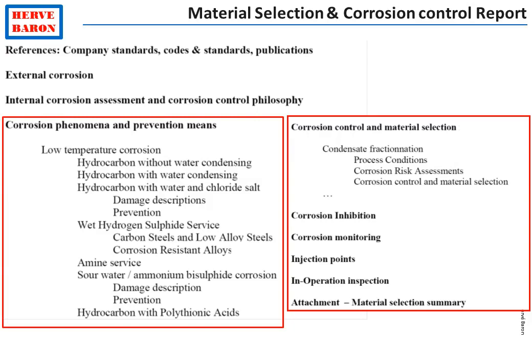And then the second part of the document looks at each and every process unit, and what are the process conditions and what is the selected material of construction for each stream and each equipment. And the results are shown in the material selection summary, which is an attachment to the report, which shows the material selected for each service, for the different lines of the unit and the different equipment.